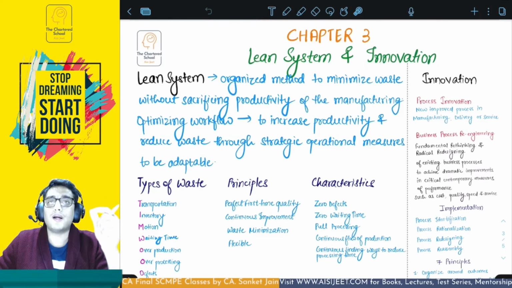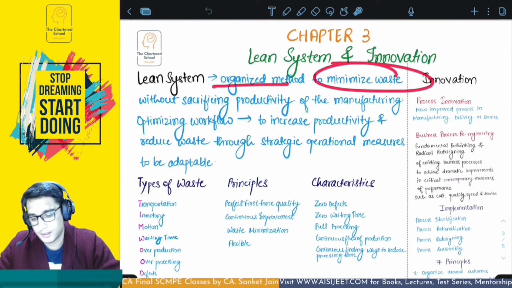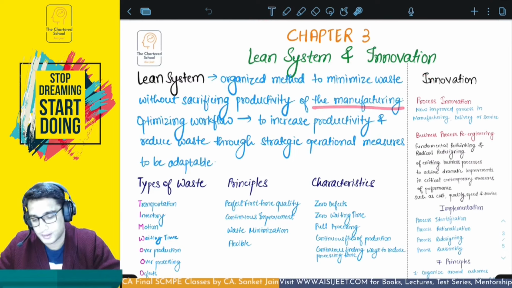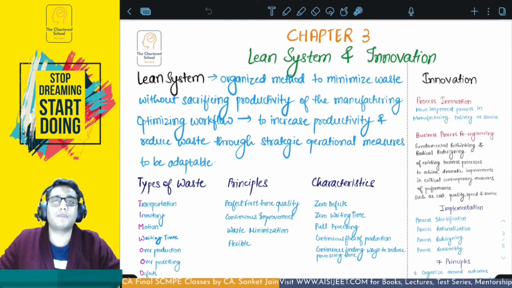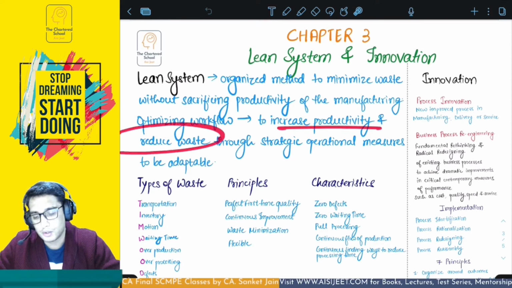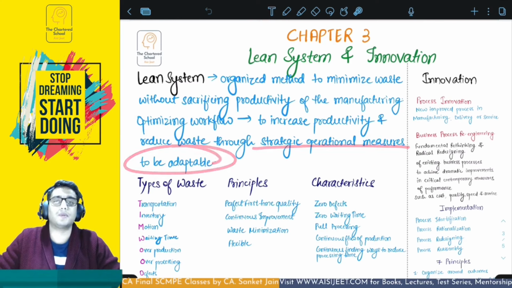Now, why are these operational measures strategic? So that we can keep adapting to the changes that are happening in the environment, so that an organization can be adaptable to the changes. Okay, so a lean system is an organized method to minimize waste without sacrificing productivity of the manufacturing system. We are trying to optimize the workflow so that we can increase the productivity, reduce the waste through strategic operational measures so that we can be adaptable.